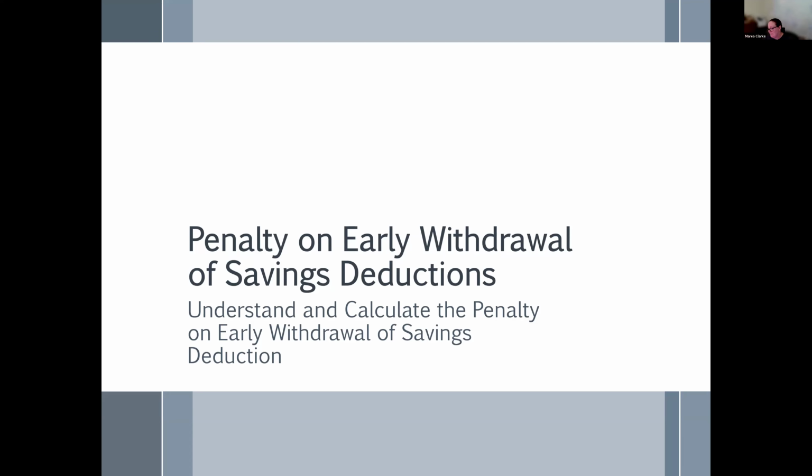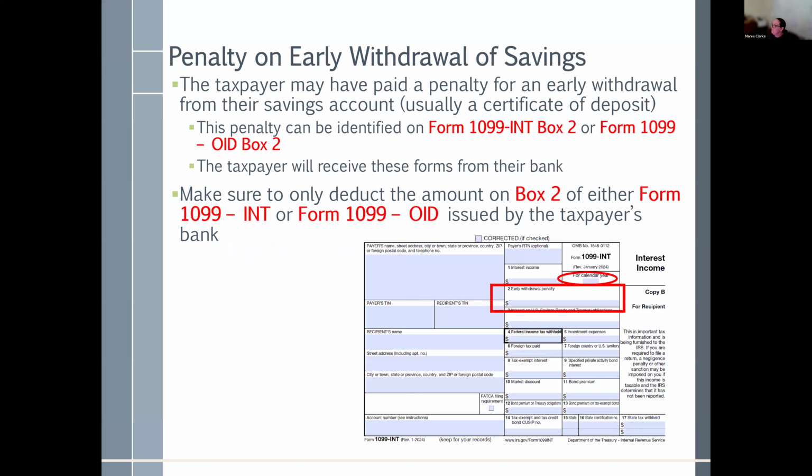And so you say, okay, give me that money. And so now I pay $25 or $50 of penalty for early withdrawal of my savings. So that's kind of what a possible scenario would look like where somebody might have that. If that were to happen, it would be shown on their 1099-INT, box number 2, early withdrawal penalty. So super easy to find.